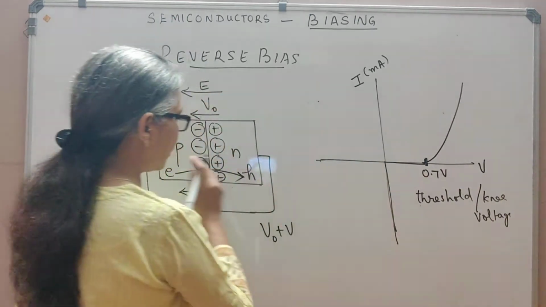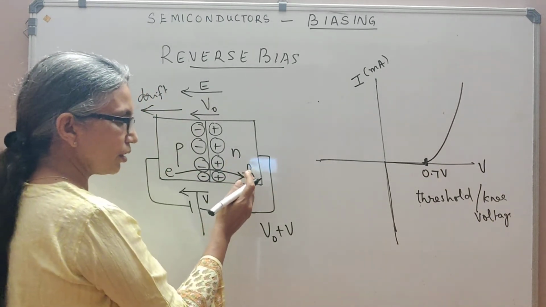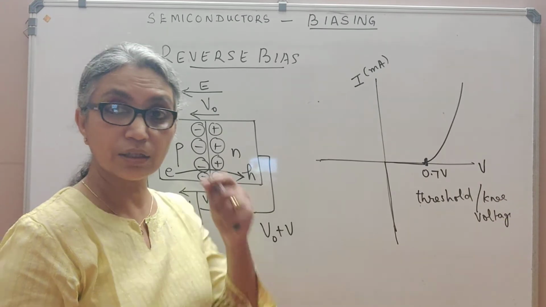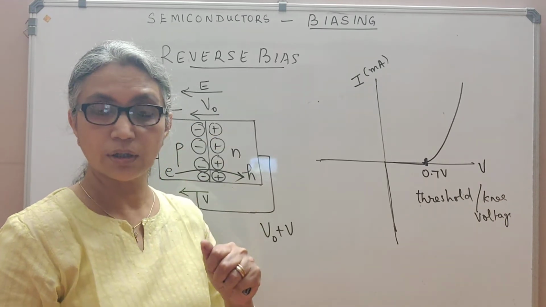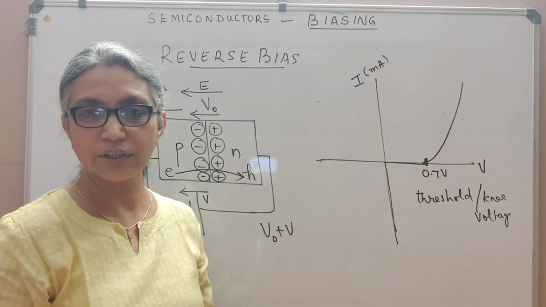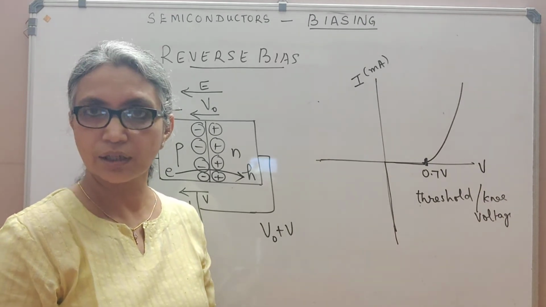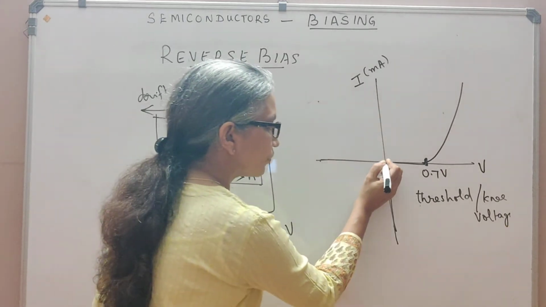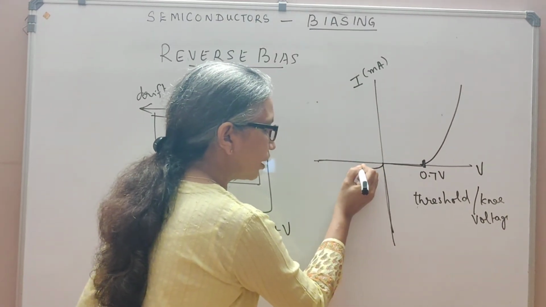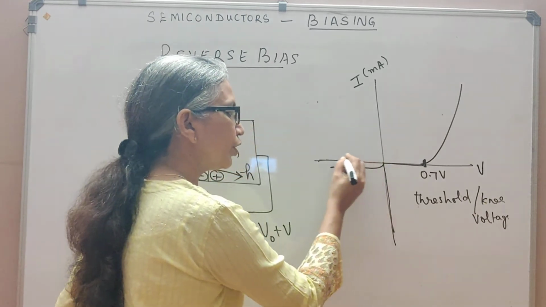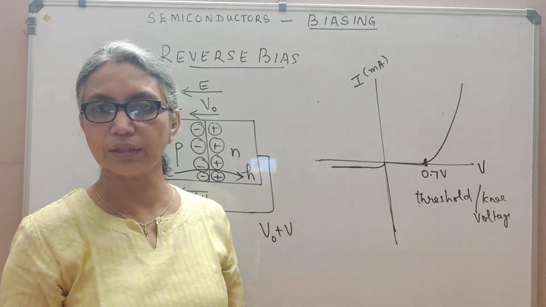Now this movement of minority carriers will cause a small current called the drift current. This drift current is very small because it is due to minority carriers. Minority carriers are very small in number, so naturally the current due to these minority carriers also will be small. So we have a very small minority carrier current called the drift current, which you will see is a constant. Even when you increase the voltage, it will remain a constant.